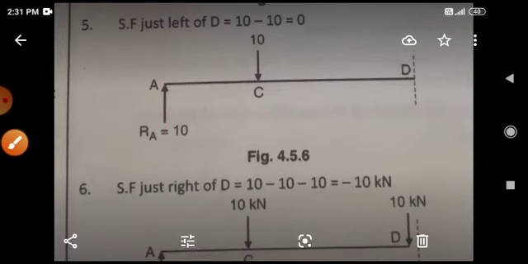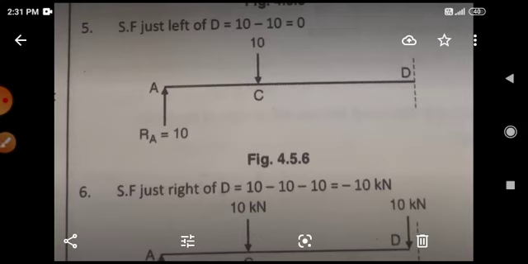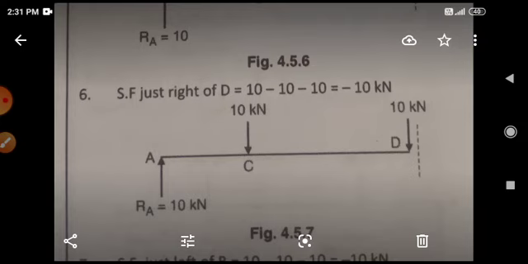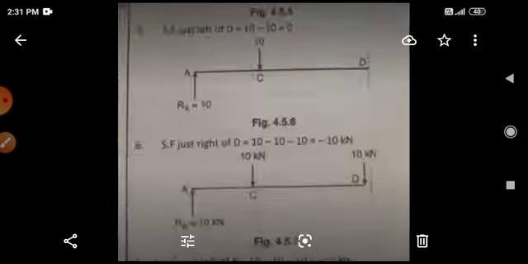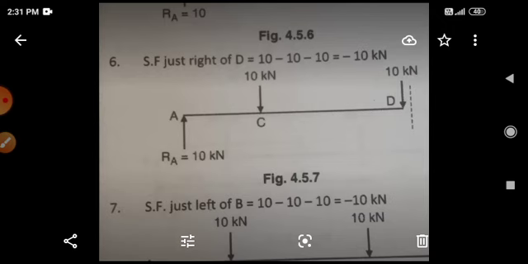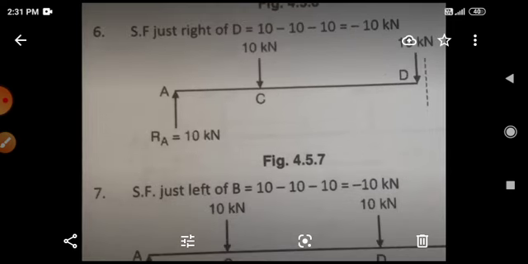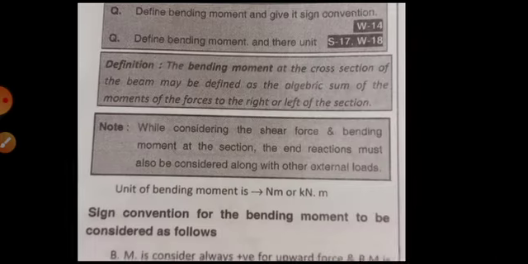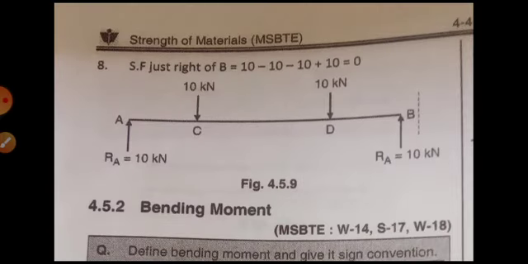Okay, now SF just right of D will be equal to minus 10 kilonewton. See this figure from which you can understand that. In this way you have to take the section and draw the diagram.